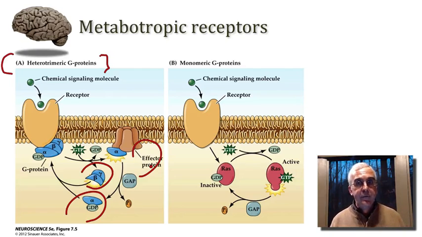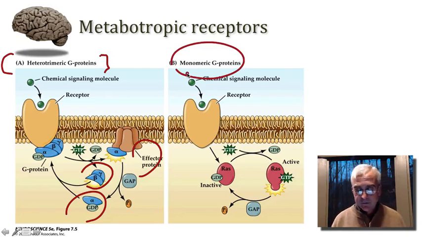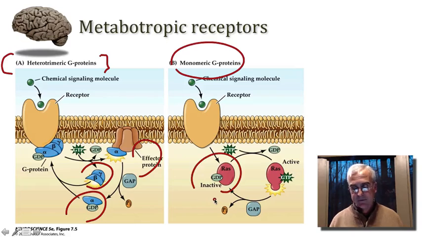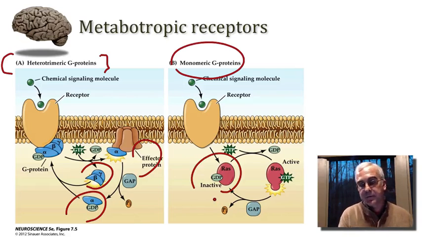Other receptors for neurotransmitters are associated with monomeric G protein systems, such as the RAS system. And activated RAS can go on and mediate a variety of postsynaptic effects itself.